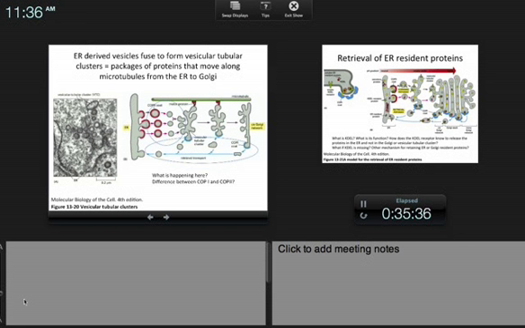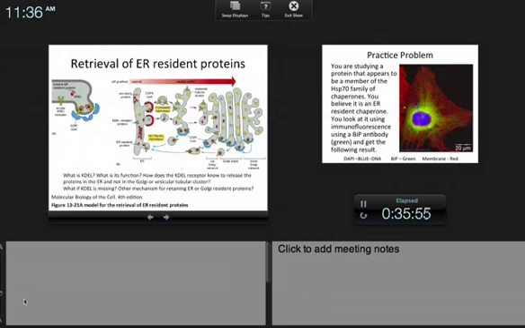Wait, I was just asking if the middle, after COP2 coat in the middle of the diagram, that's... Yep, so these are your vesicular tubular clusters, and they're going to go here and fuse with the Golgi. Yep. Okay. Are we ready to move on, or do we have more questions?